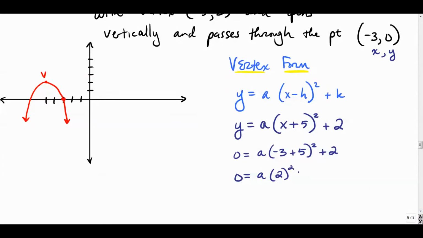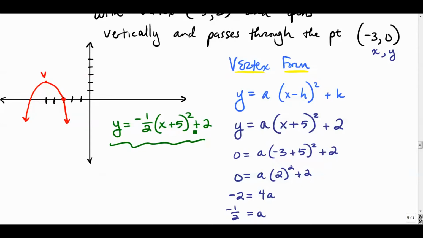So this is 2 squared, + 2. We'll move this 2 over and we get -2 is equal to 4A. So that means our A value is -2 over 4, which is -1/2. That can be inserted now as our lead coefficient in our equation. So this is our equation to our parabola. Again, it opens down, so that should trigger for us that the A value is negative. It is, that's a good thing.